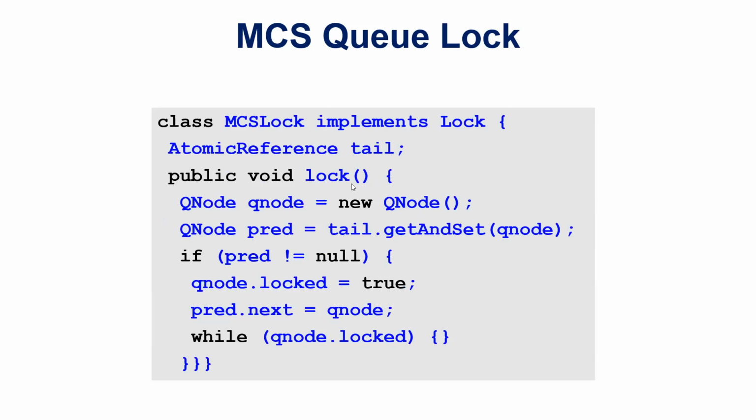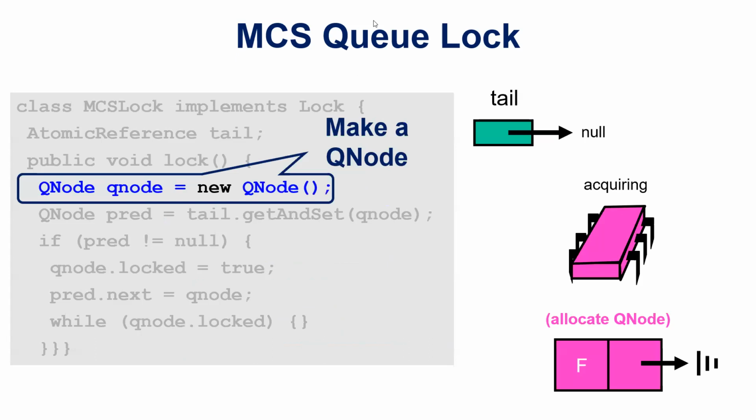So this is the lock algorithm of MCS lock. Here is how the lock function will work. This line, queue node equals new queue node, means we are creating a new node. It creates a new instance of the queue node class and assigns it to the variable queue node, right?